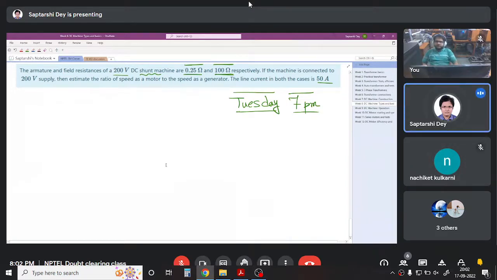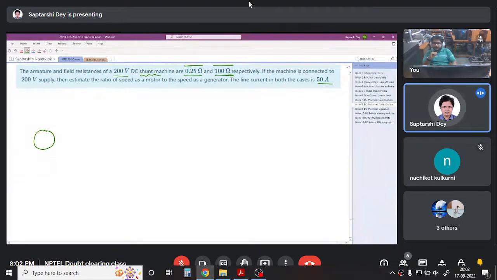Okay. So we have a DC shunt machine. Maybe then Siva will solve other questions. There are some more questions. He will discuss about them. Okay, so we have a DC shunt machine.